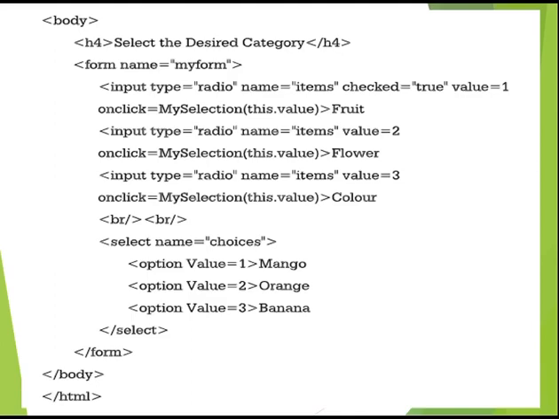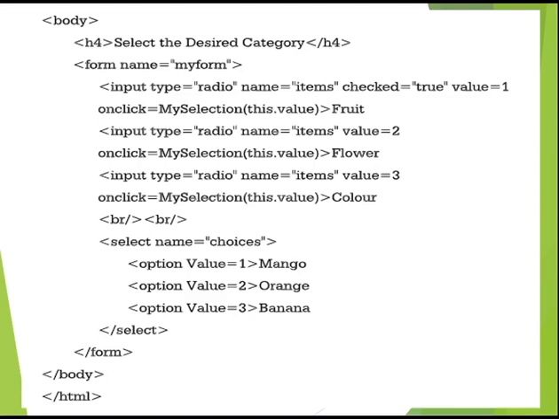So input type is equal to radio. Name we have given as items. Checked is equal to true, value is equal to 1. So onclick is equal to mySelection(this.value). That is, when we click on this option, this value will be selected. Then close the tag and write it as fruit. That is your first category, fruit. And by default we have checked the first category, that is fruit.